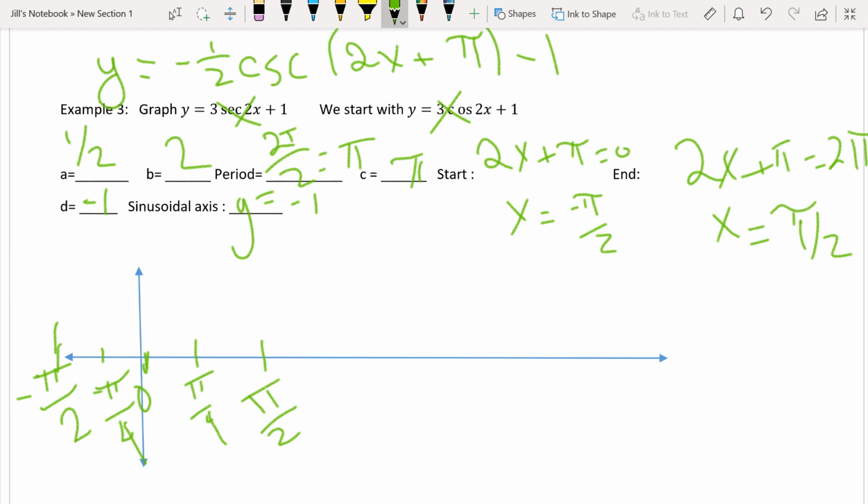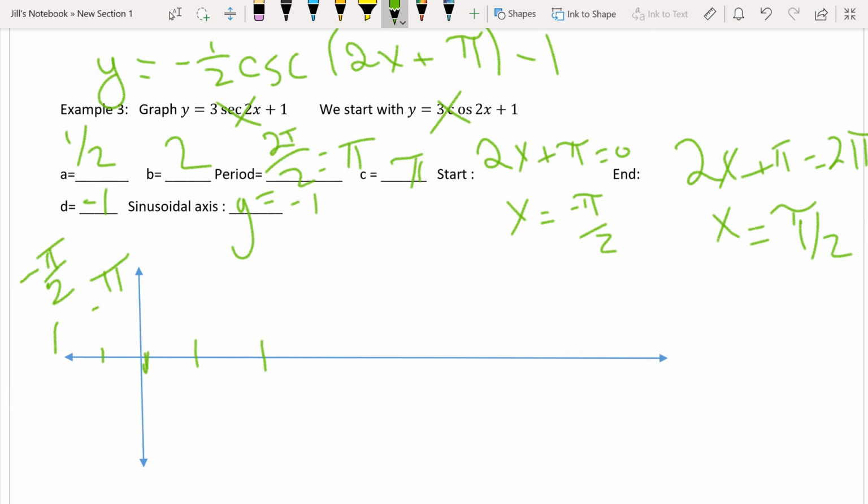Okay. You know what? Just for neatness reasons, now that I see what's happening with this graph, I am going to erase these numbers, and I'm going to put them up top. So this would be negative pi over 2, negative pi over 4, 0. So hard to write neat on this. Pi over 4 and pi over 2.